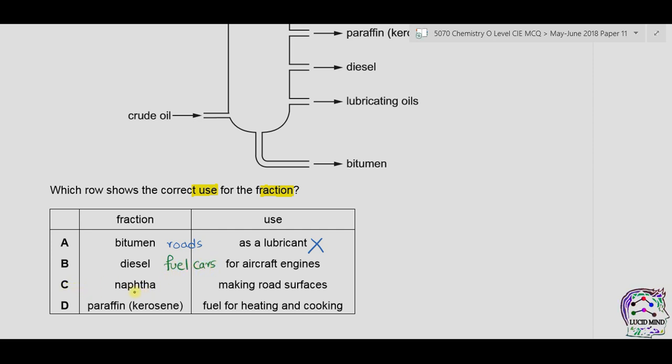Option C we have naphtha. Naphtha is used as feedstock for chemicals. So this is also incorrect. In D, we have paraffin, which is kerosene and it is used for heating and cooking. This statement is true. Answer is therefore D.